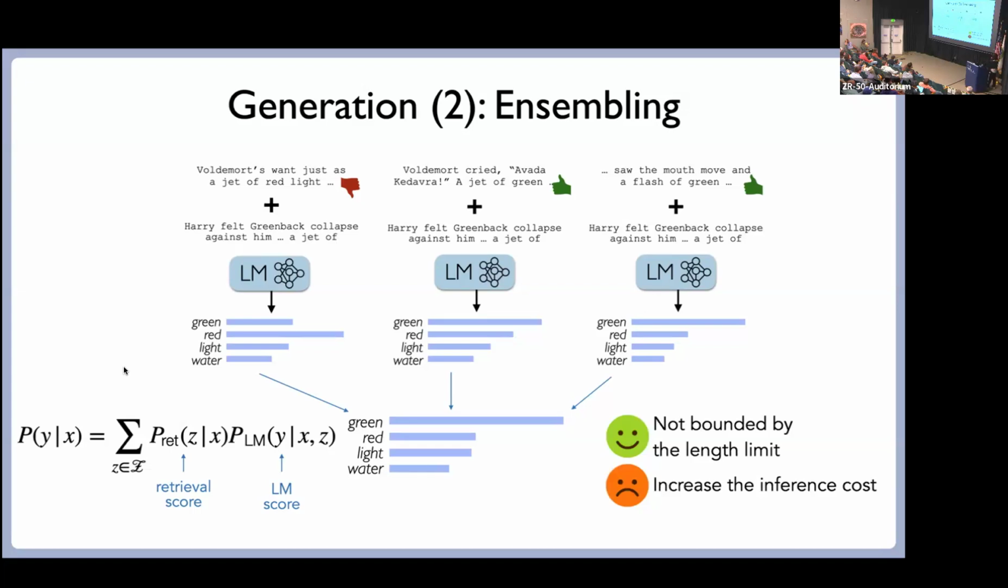This is good because it's no longer bounded by the length limit. Now you can technically incorporate an infinite number of passages. However, you still have the problem that it increases the inference cost, because if you want to use n number of passages, you need to make n passes. So none of them are perfect, I would say, but fortunately, the language model is pretty powerful and efficient. So even today's retrieval-based language models are using either of them to make a prediction.